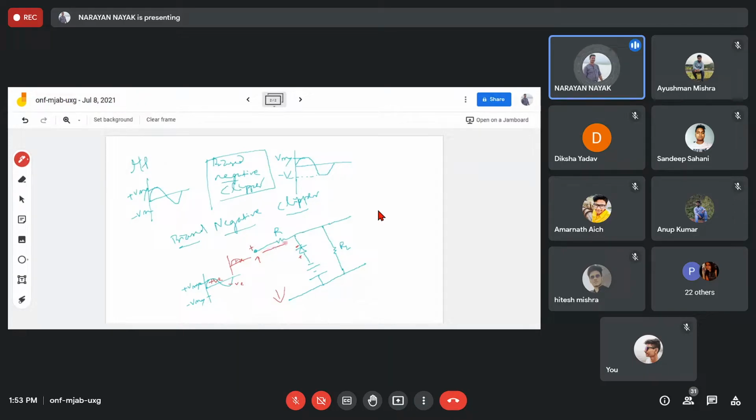The current will flow like this. As it is negative, the diode is which type, reverse bias or forward bias? Reverse bias. So whenever you apply the positive, the diode is reverse biased. Reverse bias means it is open, actually like an open switch. Understood? So no current will flow on this side.